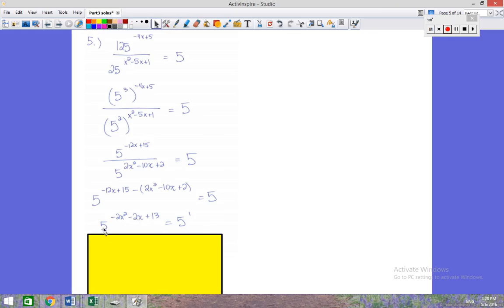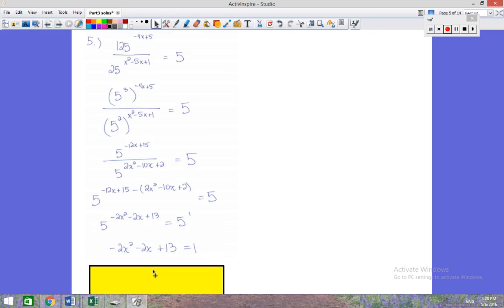Now, on the left-hand side, I have a base of 5, and on the right-hand side, I have a base of 5. And, of course, the 1 is implied. 5 is equal to 5 to the first power. Since these exponents are one-to-one functions, then if the numbers are the same and the bases are the same, the exponents must be the same. So I set this exponent equal to the other, and I have a quadratic equation. I'm familiar with quadratic equations.